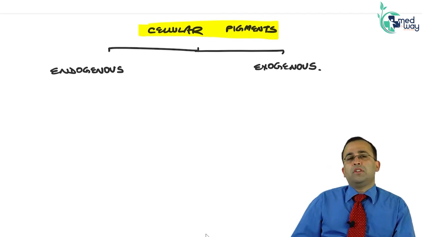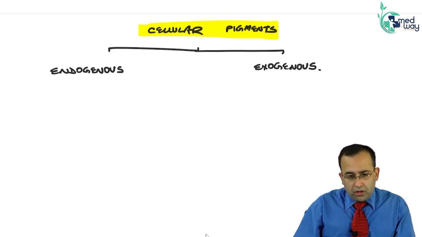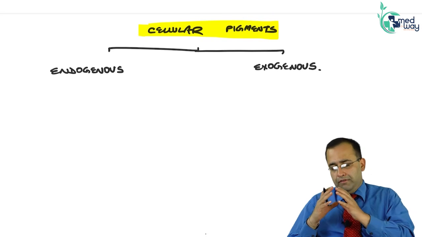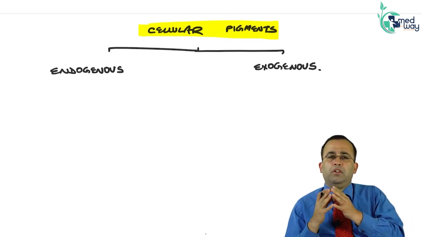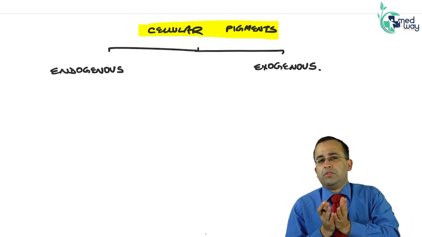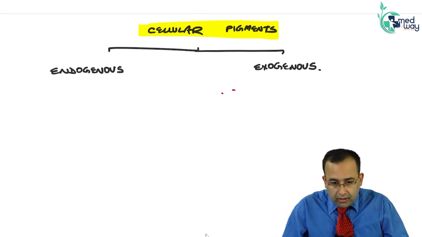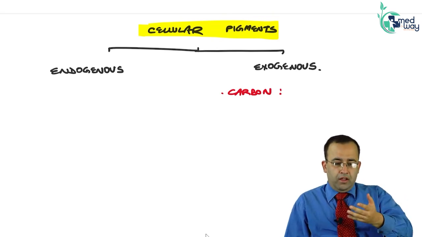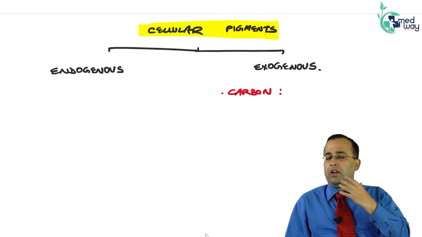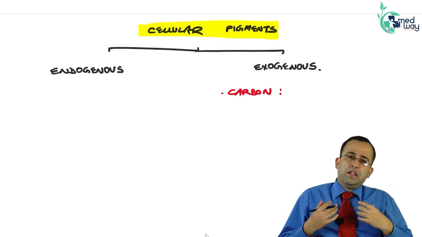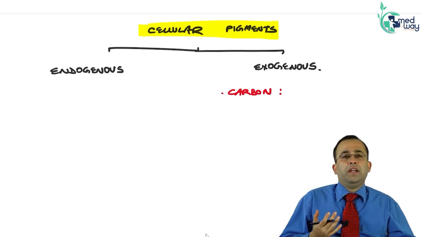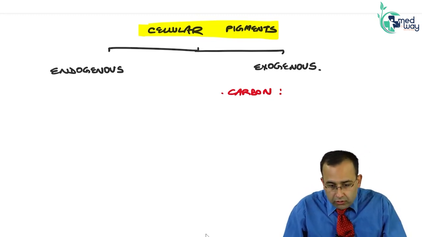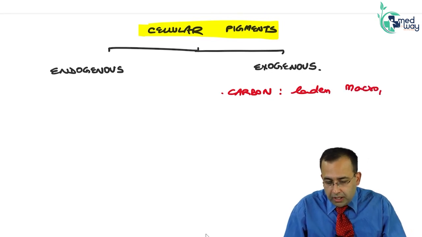Endogenous or exogenous. Which is the most common exogenous pigment? We live in a very polluted environment. Which pigment is present in pollution? Carbon. Who will eat up this carbon? In pollution, when we inhale, carbon enters into our lungs, which is taken up by macrophages. So we see the presence of carbon-laden macrophages.